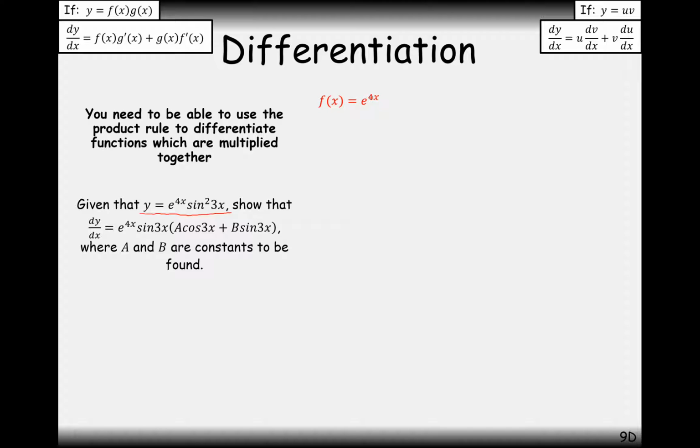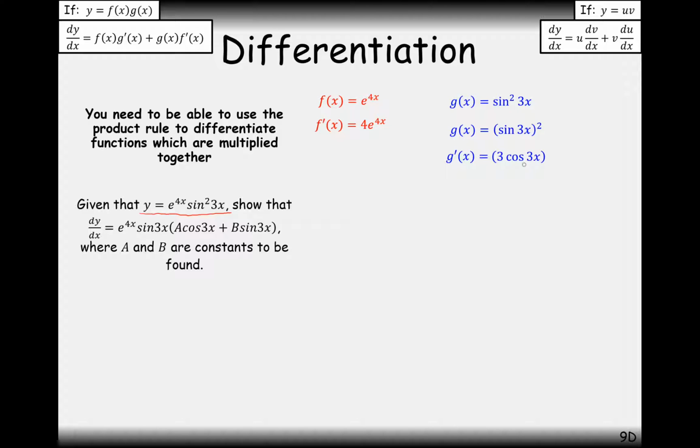So the first function is e to the 4x, and differentiate this to get 4e to the 4x. G of x, the second function, is sine squared 3x. I'm going to have to use the chain rule here. So differentiating the inside function first, that's going to give us 3 cos 3x.